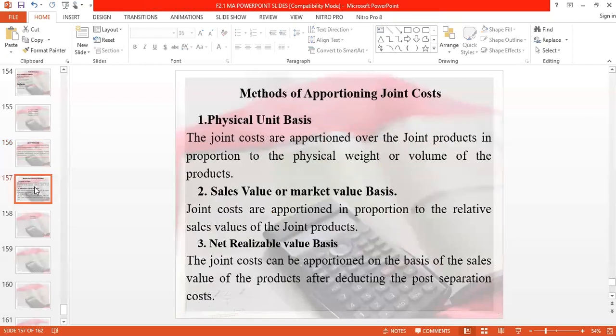Now, there are 3 methods that the examiner normally tests, but the examiner is common with the first 2 methods. The first 2 methods are the most common. The third one rarely is it there, but I'm just covering because it's in the syllabus.